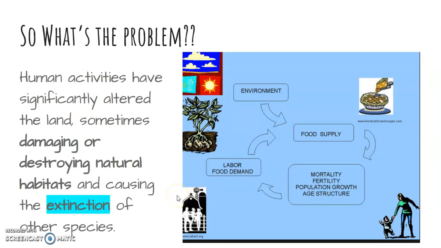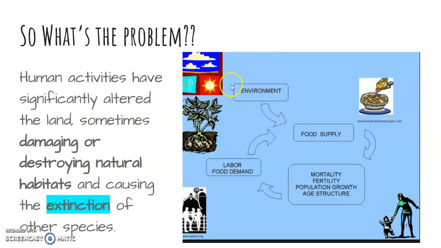So what is the problem here with our human activities versus our land and our Earth? Human activities have significantly altered the land. Now, when we do this, these changes sometimes damage or destroy our natural habitats and ultimately can cause the extinction of other species. Now, this very simple diagram that's really just from Google shows, hopefully in simple images, how all these things are connected.